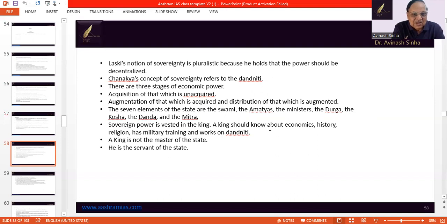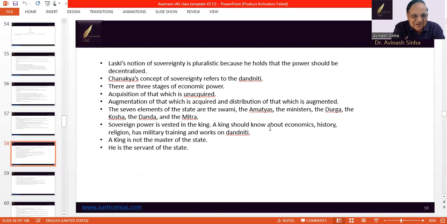Now, Chanakya's concept of sovereignty refers to Dandaniti. There are three stages of economic power. In Chanakya, the main issue is the issue of the control of economic power. Now, there are three stages of economic power. What are those? Number one, acquisition of that which is unacquired.